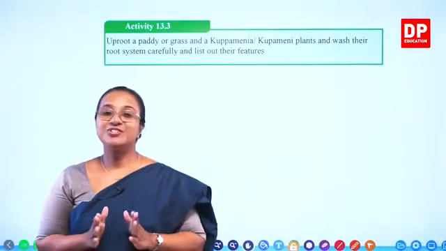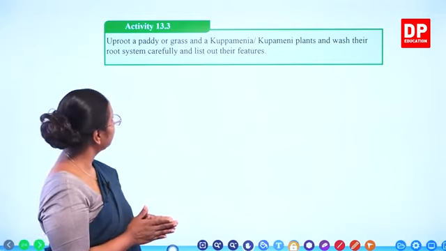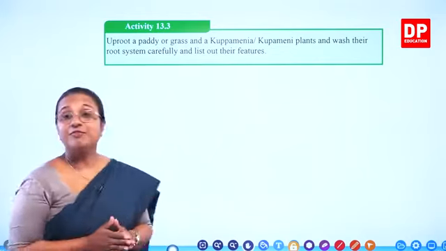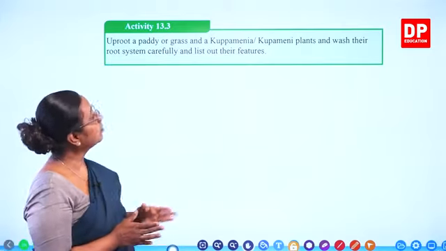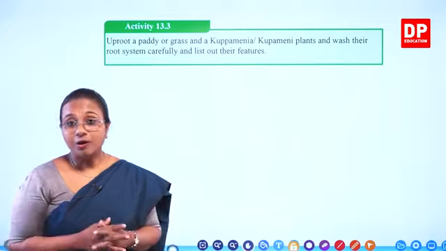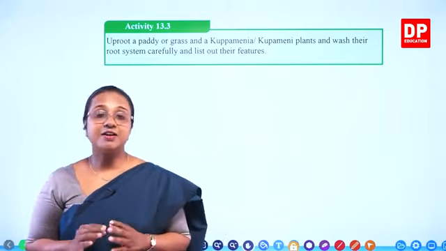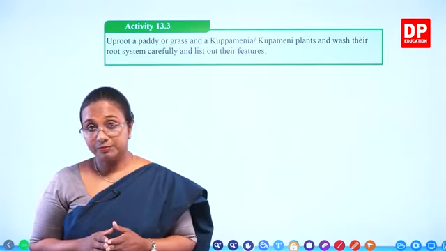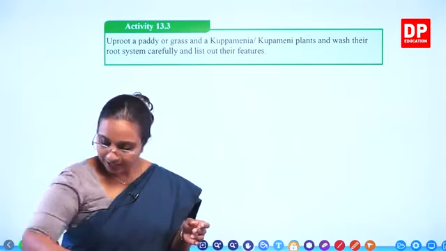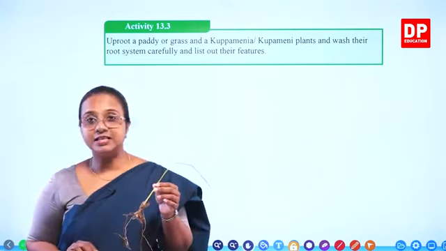Okay, students. So again I told you all we will do this activity. We will observe paddy or grass for monocot plants and Cupamania plant for the dicot plant. So here I have both the plants. First I will show you all the paddy plant. So here I have a small paddy plant, students. Can you all see this?